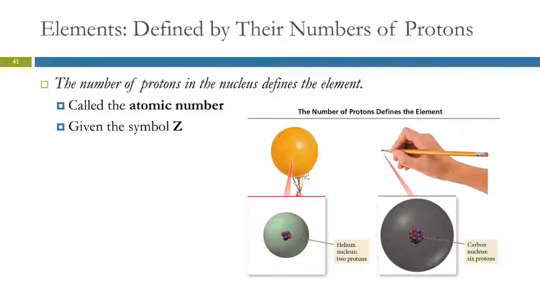I don't know why. I really should look that up because it bothers me every time I lecture on this. Why is the atomic number Z? Wouldn't it make more sense for it to be A? Wouldn't that make more sense?